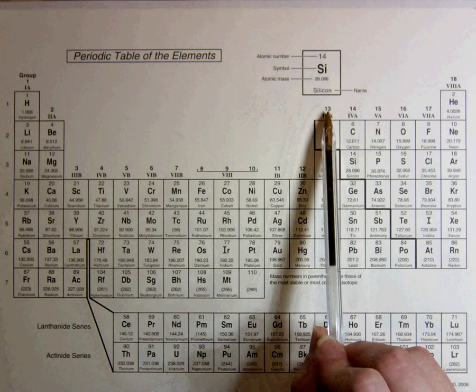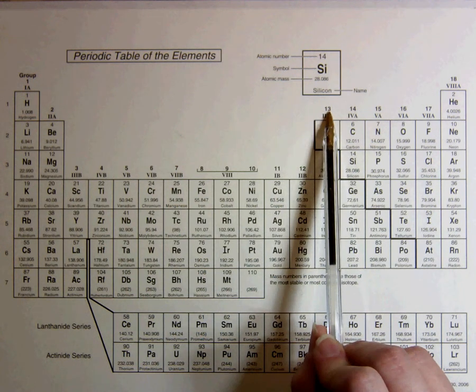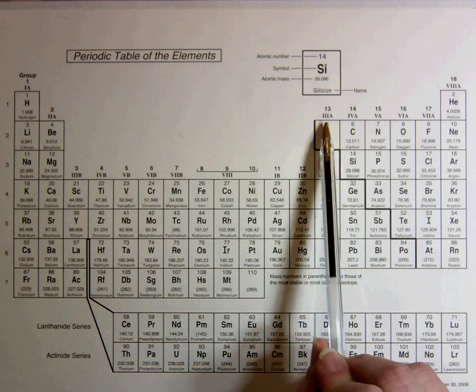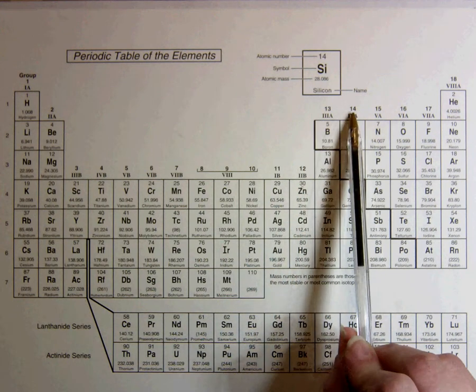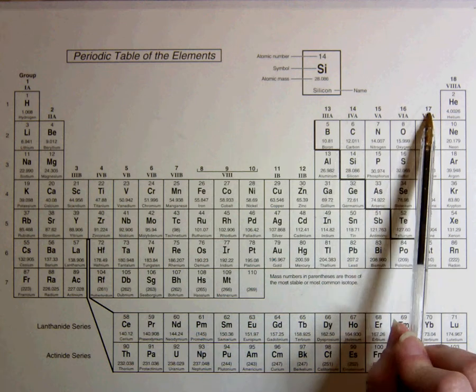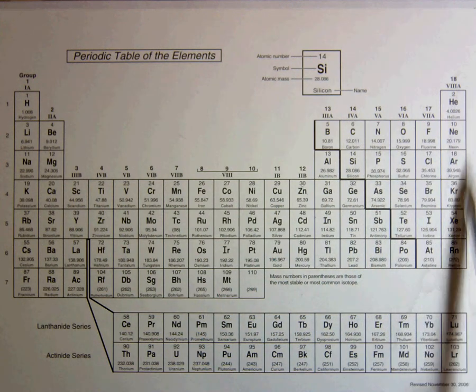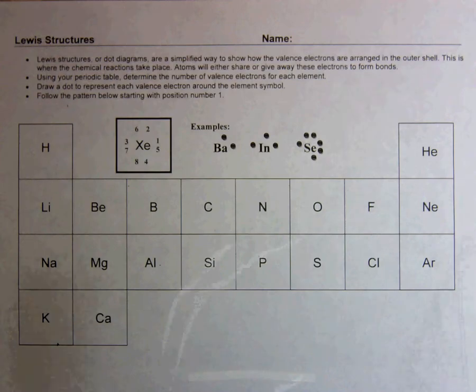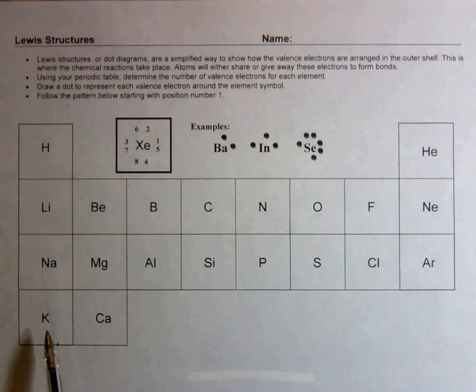Group 13 ends in the digit 3, so the last digit tells me the number of valence electrons, so group 13 will all have 3 valence electrons. Those are the outer ones, remember. Group 14 has 4, 15 has 5, 16 has 6, 17 has 7, and 18 would have 8 valence electrons. So as you do these, all you need to do is put the correct number of dots for each one.